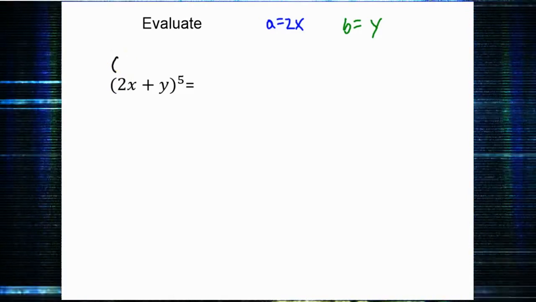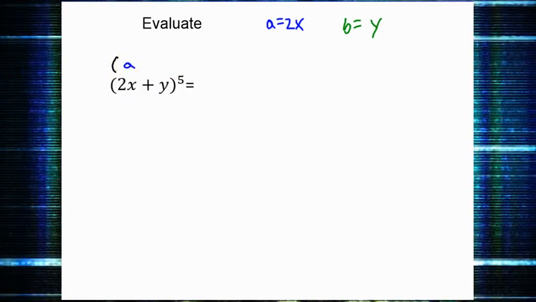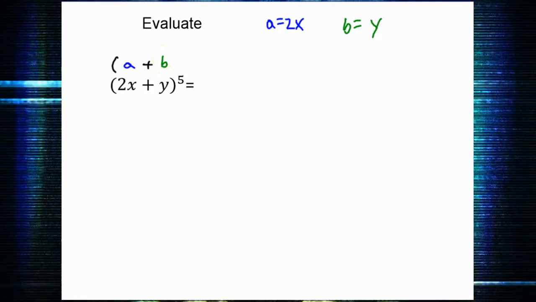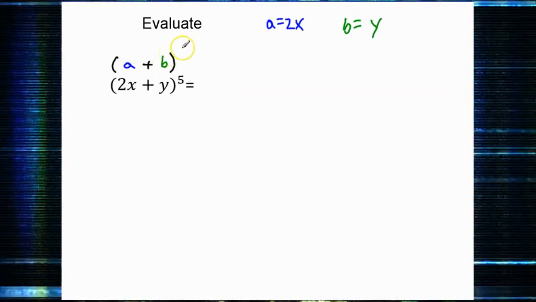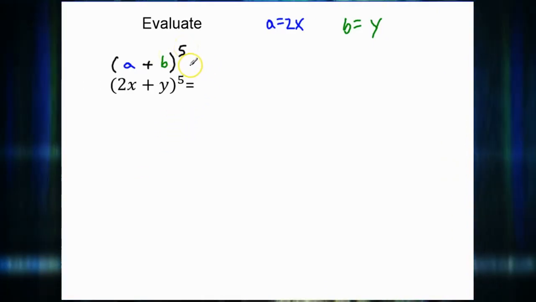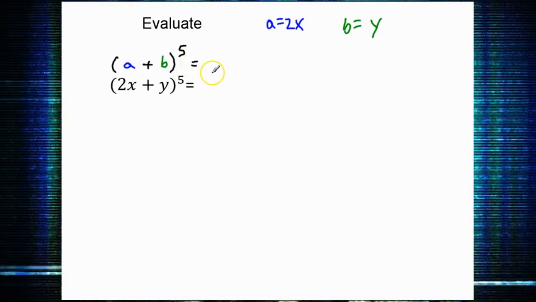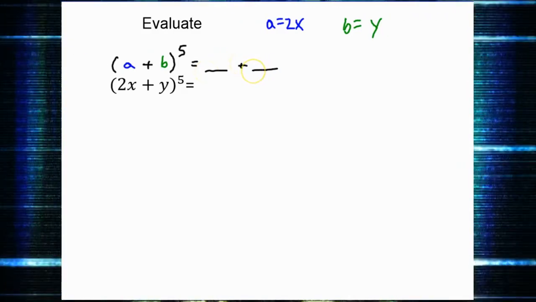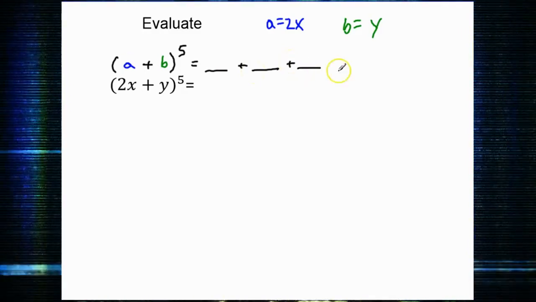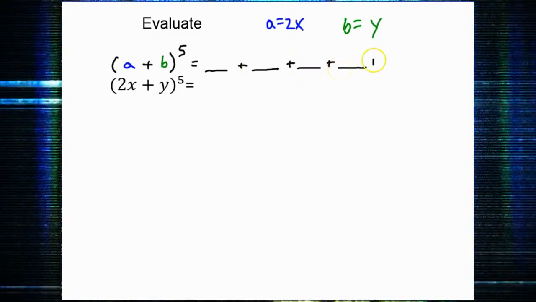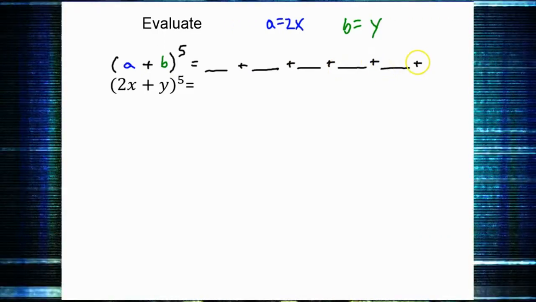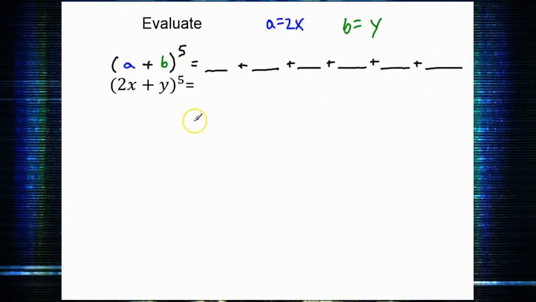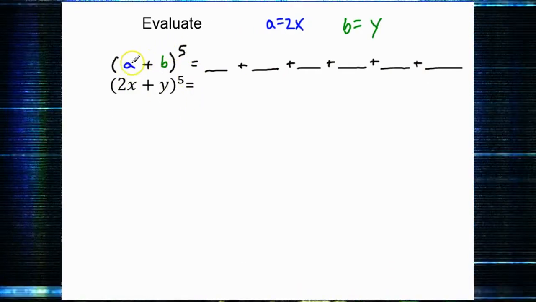This expression is going to look like a plus b to the fifth power. And when we work this out, we're going to notice that the number of terms that we end up with, if you notice the pattern on the last one, is going to be one more than the power. So if the power is 2, there are going to be 3 terms. If the power is 4, there's going to be 5 terms. If the power is 5, there are going to be 6 terms. So notice that we have 6 blank spaces here because the power is 5. So one more than the power.